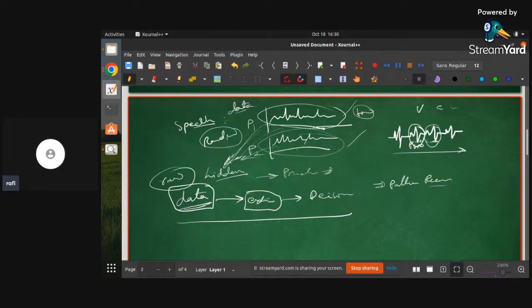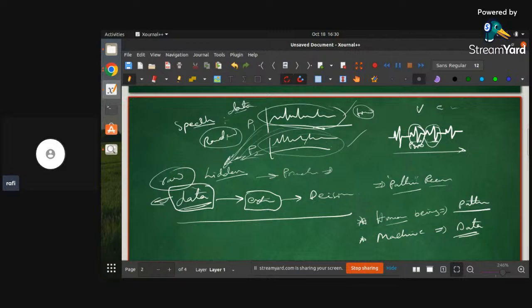But for a computer, and we are talking about data, so before that, I'll just define data and pattern. Data versus pattern. Human beings sense everything as a pattern, whereas machines only know data. Machines don't know patterns. This is the discrimination between pattern and data.